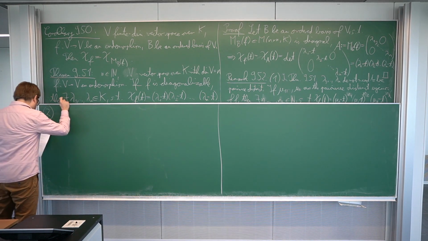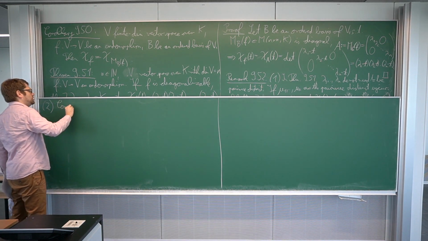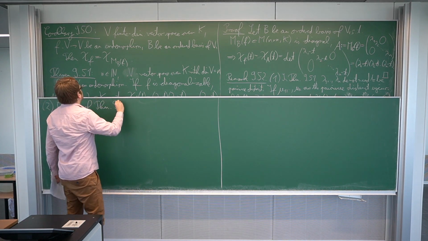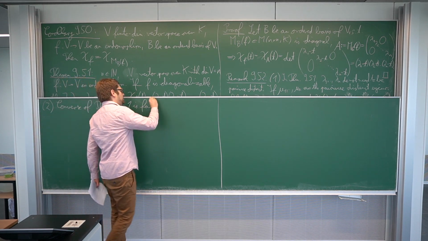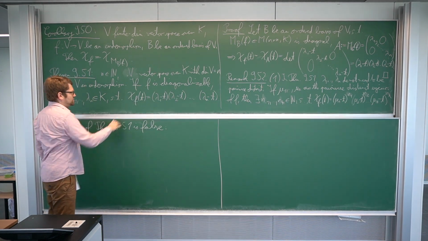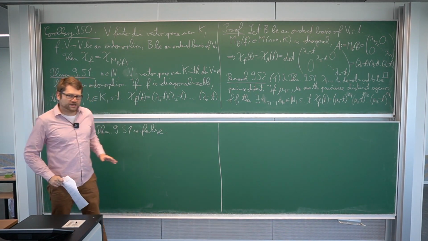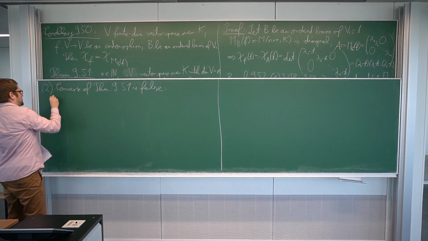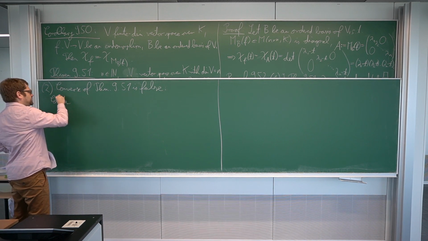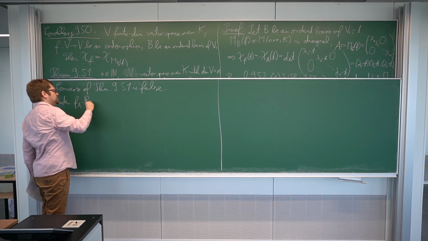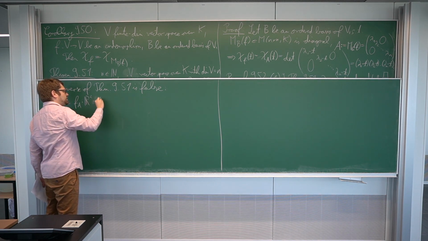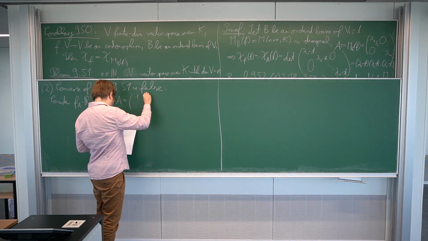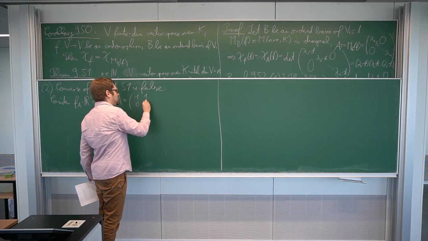Second part of the remark. The converse of theorem 951 is false. So if we know that the characteristic polynomial has this nice form, we don't know yet if the map is diagonalizable. And I want to give you a counterexample, and it's a very simple one actually. Consider the map induced by a matrix, F_A, and now we again take a 2 by 2 real matrix. So it's from R2 to R2, where A is now simply 1, 1, 0, 1.